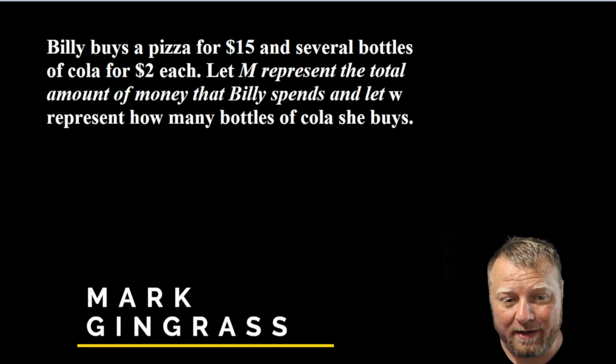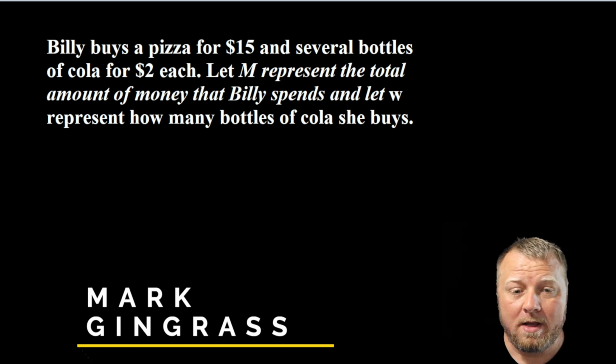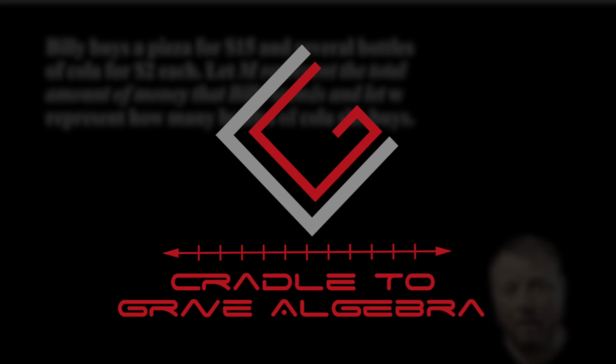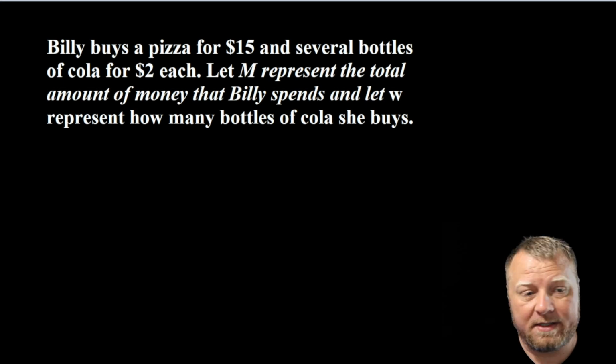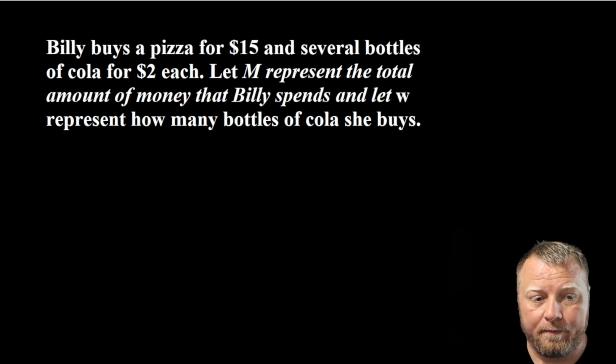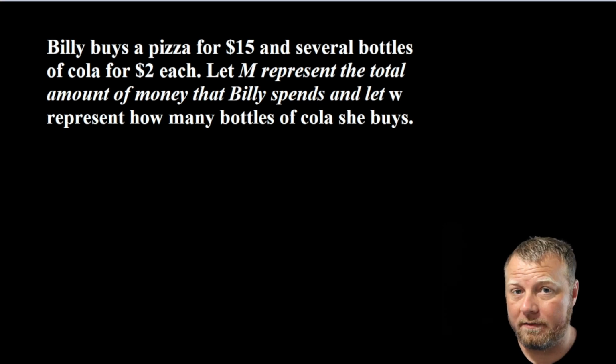In this short lesson, I'm just going to walk you through two problems and we'll solve them together. This will give you an idea of how word problems work. In this first example, Billy buys a pizza for $15 and several bottles of cola for $2 each. Now, we don't know how many bottles of cola he's going to buy.